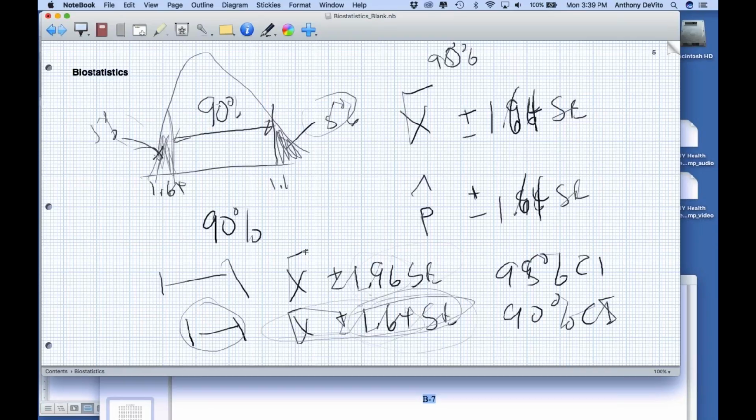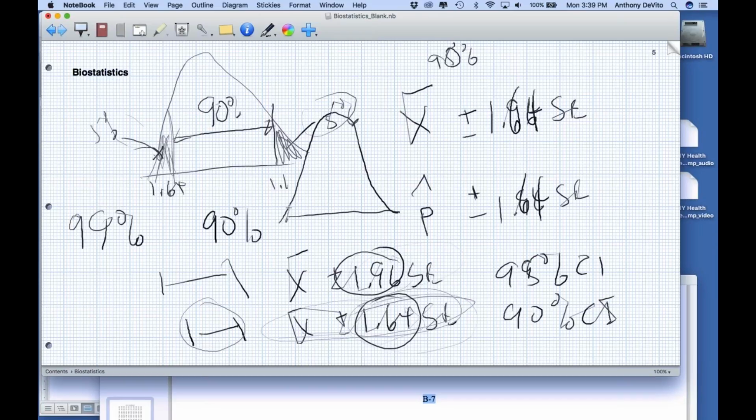Anybody want to hazard a guess? If I want a 99% confidence interval, what should I use instead of 1.96 or 1.64? To figure that out, we go to our normal distribution and figure out what z-score gives you 0.5% here and 0.5% here. It turns out to be 2.58. So you would use 2.58 instead of 1.96 or 1.64.